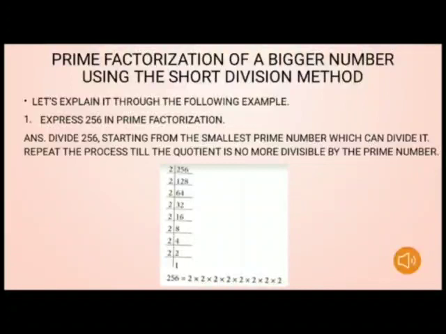Now you can see 256, when we divide it by 2, gives 128. 128 divided by 2 gives 64. 64 divided by 2 gives 32. 32 divided by 2 gives 16. 16 divided by 2 gives 8. 8 divided by 2 gives 4. 4 divided by 2 gives 2. And in the last, 2 divided by 2 gives 1. So now we will write the prime factors of 256 as 2 multiplied 2 multiplied 2 multiplied 2 multiplied 2 multiplied 2 multiplied 2 multiplied 2. It means that we will continue dividing till we get the quotient 1.